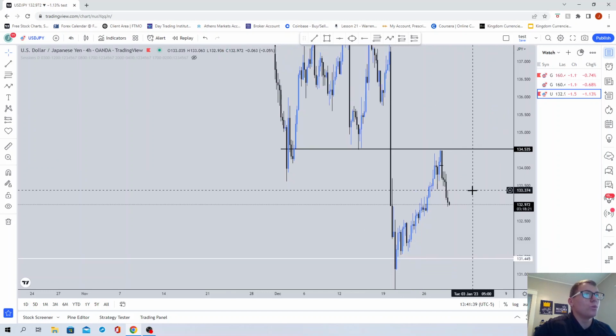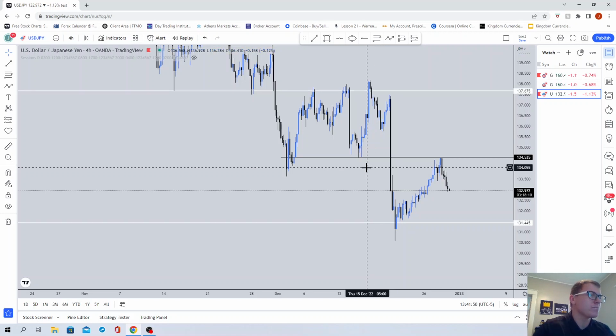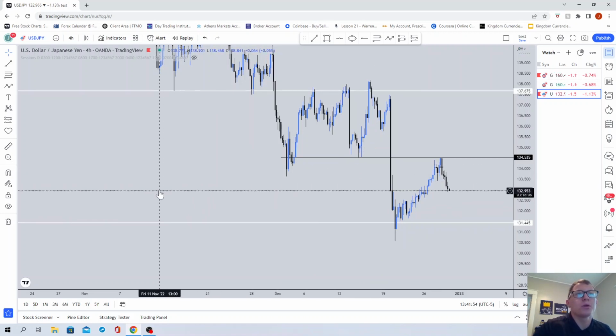Now remember, when it comes to marking these levels, you're not just marking levels for shits and giggles. You are marking major levels. You want to see levels where price, if it hits it, it flies away from it, okay? So that's really it for part 6 covering support and resistance. You should know pretty much how to tie it all together and find high probability setups using market structure and support and resistance.